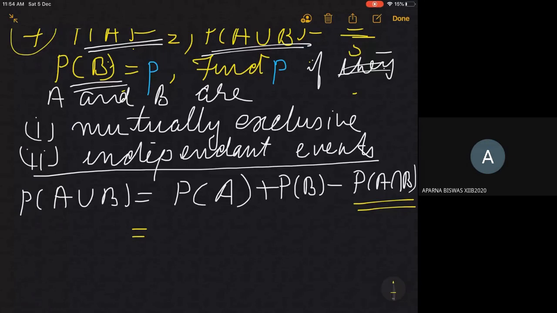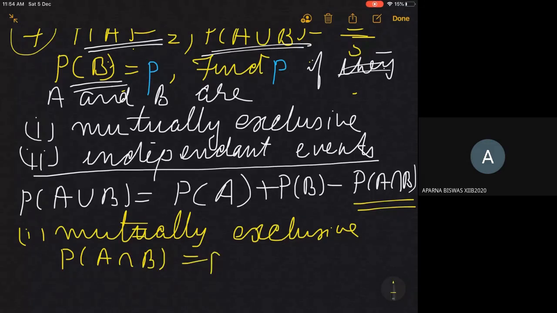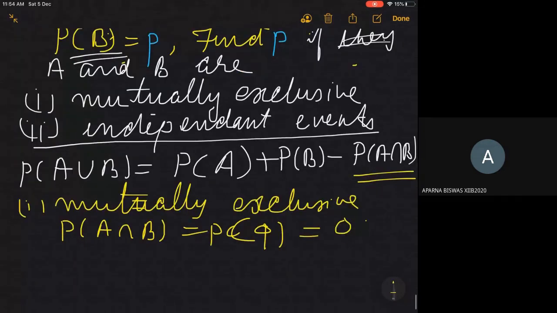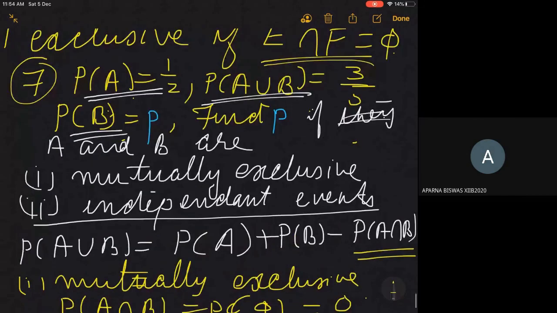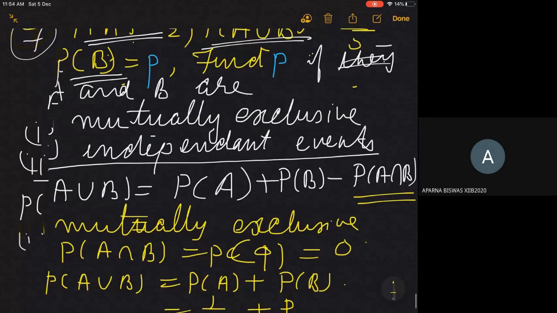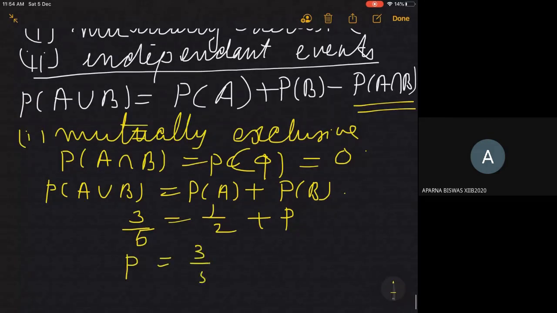So for the first one, mutually exclusive, A intersection B is phi. So probability of phi is 0. In that case, P of A union B equal to P of A plus P of B. On applying the formula, you will get here p, and P of A is given as 1 by 2, and this is 3 by 5. So from here you can get the value of p equal to 3 by 5 minus 1 by 2.